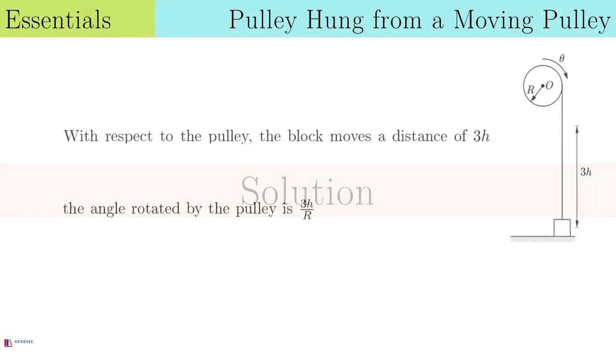The situation is shown in the frame of the pulley. With respect to the pulley, the block moves a distance 3h, and as there is no slipping between the string and the pulley, the angle rotated by the pulley is nothing but 3h by r. And that's your answer. This wasn't a difficult problem, but most students get this wrong in a hurry.